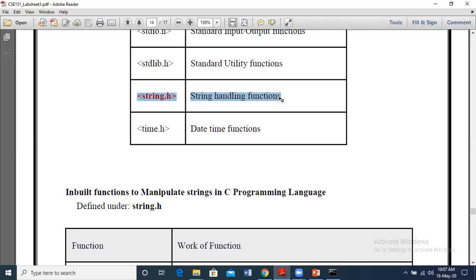Next, let us see first that string.h defines different string manipulation functions. Whenever we are using these functions, we have to include #include <string.h>. Along with #include <stdio.h>, we have to write #include <string.h>. Otherwise, it gives an error that this particular word is not defined. For example, if we use strcat in our program, we should have #include <string.h>. I hope this is clear regarding the header. Let us see the different functions.